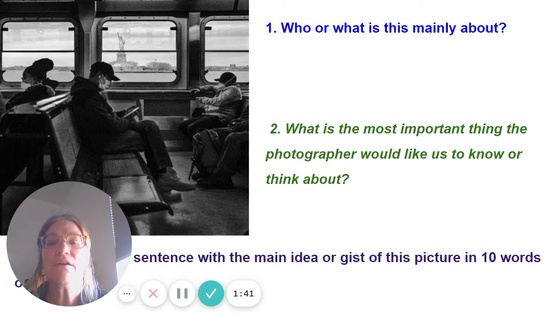So what's the photographer trying to say here, right? What's the most important thing that he or she wants us to think about, or know about, right? And then finally, after we answer those two questions, we put together the information and try to write out a gist statement, right? Usually in about 10 words or less if possible, okay?